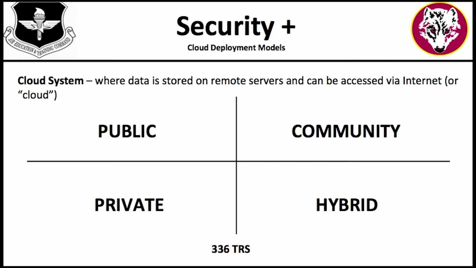Today we'll be going over the topic of cloud deployment models. In Security Plus, the cloud deployment models describe the different groups who get access to a hosted cloud. There are mainly 4 different cloud deployment models. The 4 cloud deployment models are public, private, community, and hybrid.